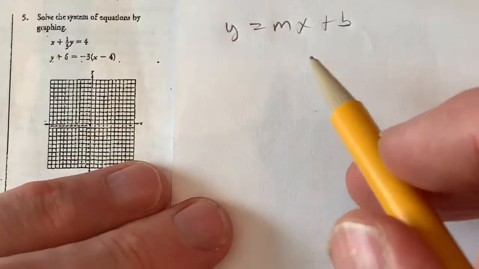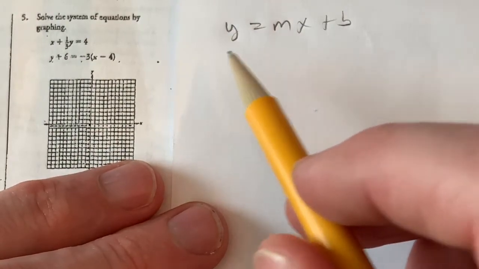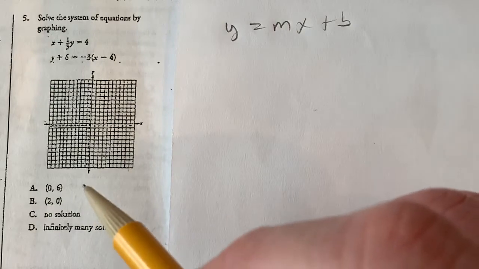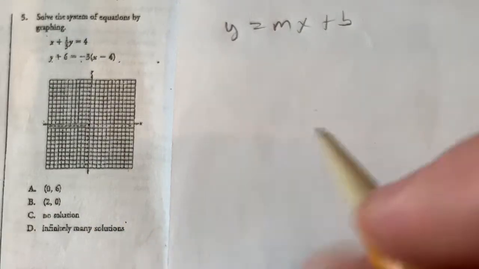And so we've graphed a few of these now, and so we're going to work together how to get it looking like this, and then you're going to graph it, and then you're going to be able to pick one of those choices. So let's start with the first one.